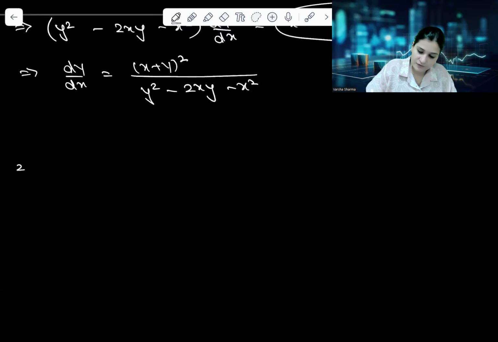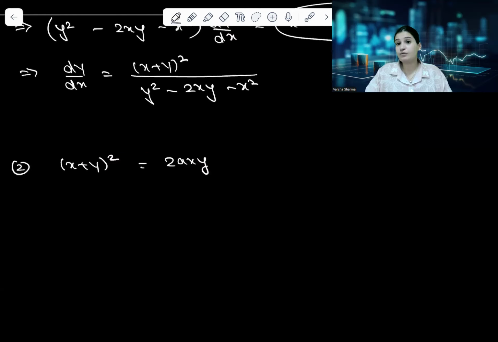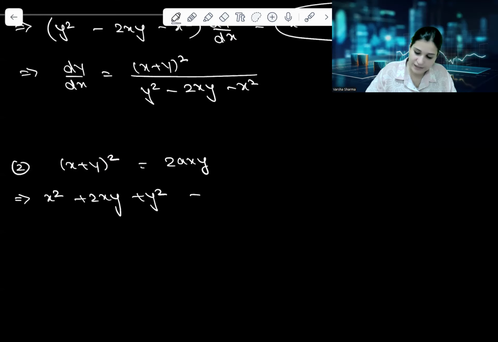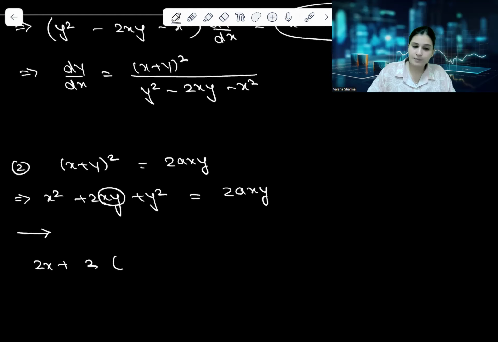Second question. x plus y whole square equals axy. You can directly differentiate or open the whole square first. So x square plus 2xy plus y square equals axy. Differentiating both sides with respect to x. x square becomes 2x, leaving 2. In xy, let's apply product rule. So y becomes dy by dx plus y, x becomes 1.